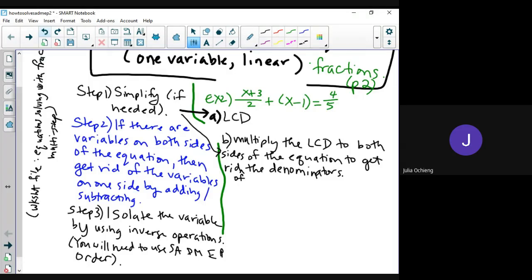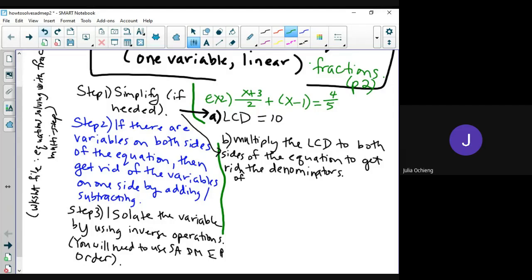And again, if you're uncomfortable with fractions, you're going to want to do these 2 things to get rid of the fractions. So first, we're going to find the LCD of the partial, which in this case, I look at the denominators, and they are 2 and 5. So I need an LCD of those 2 denominators, which is going to be 10. Okay? I'm going to multiply that LCD to both sides of the equation to get rid of the denominators.